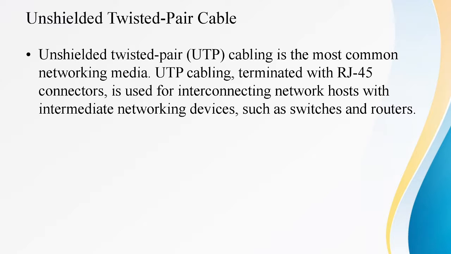Unshielded twisted pair cable. Unshielded twisted pair cable, or UTP cabling, is the most common networking media. UTP cabling terminated with RJ45 connectors is used for interconnecting network hosts with intermediate networking devices such as switches and routers.